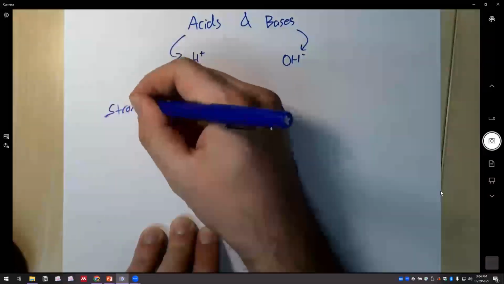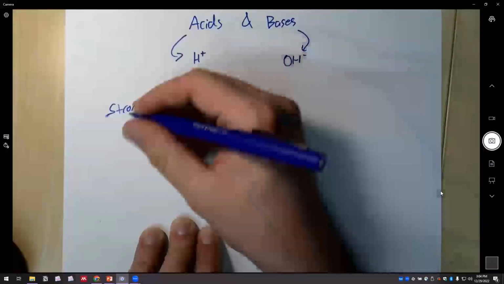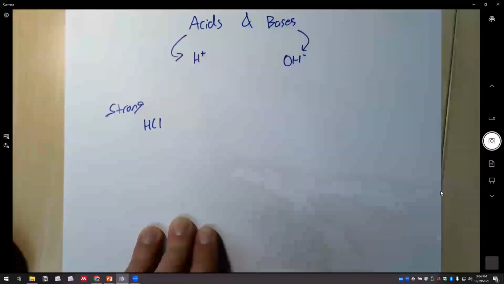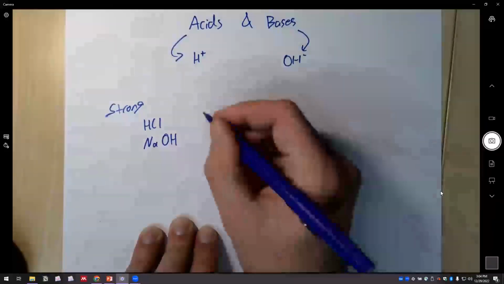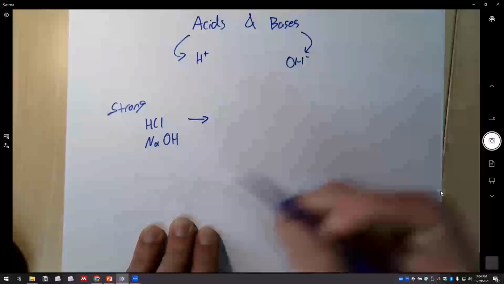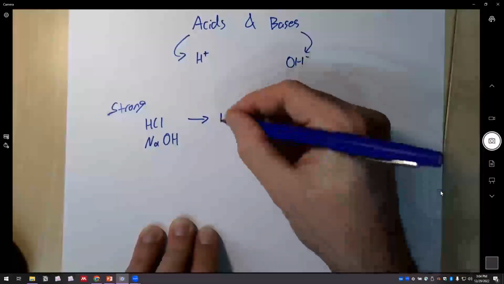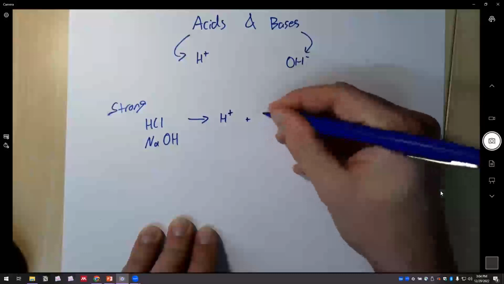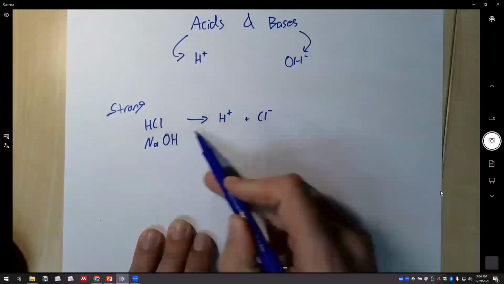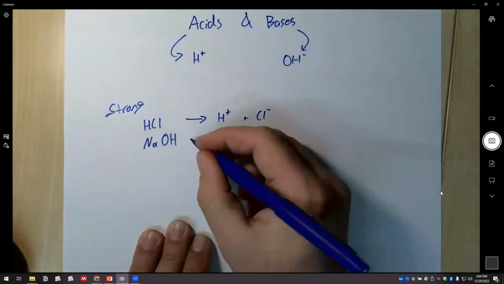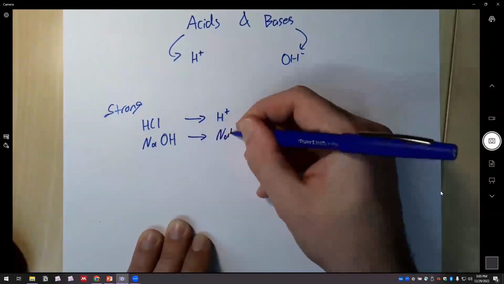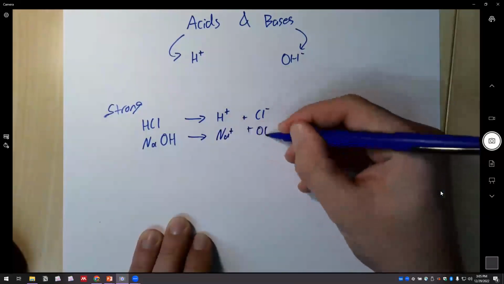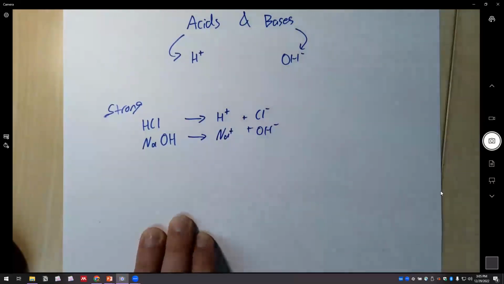So for an example, for strong acids and bases, these are things like hydrochloric acid, HCl, or sodium hydroxide. When these things come into contact with water, they dissociate completely into their respective ions. So all of the HCl you put into water releases H plus. Similarly, all of the sodium hydroxide that you put into water is going to make sodium cation and hydroxide anion, right? This dissociation is going to be complete.